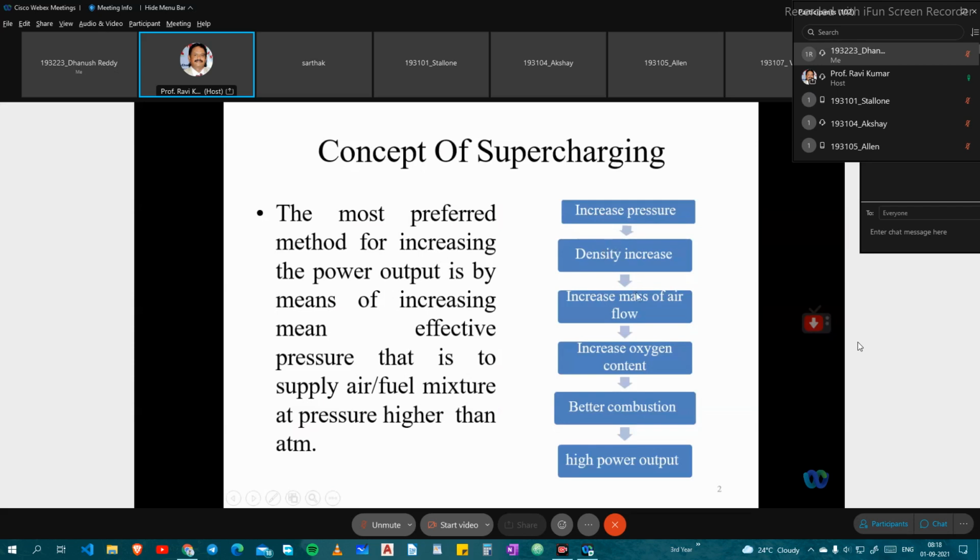Increasing mass flow of air, the mass of air will be increasing. One is the increase of pressure, because the roots inside the supercharger take the mixture or air and increase the pressure, and there will be narrow passages because of the roots. The pressure will be increasing, and the density of the fuel also will be increasing if it is a mixture, and the mass flow of the air and the oxygen content will be increasing.